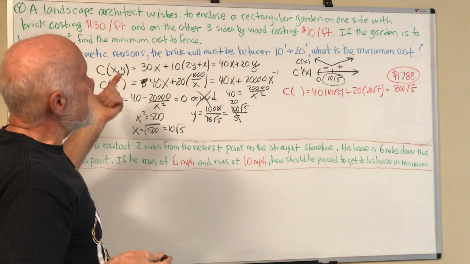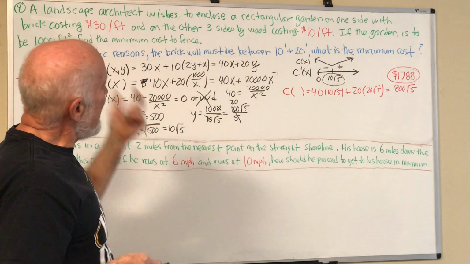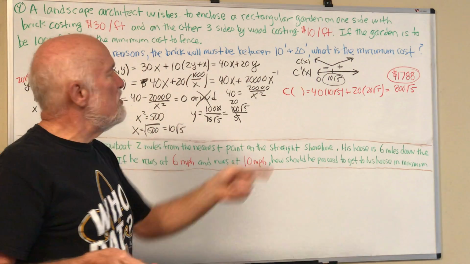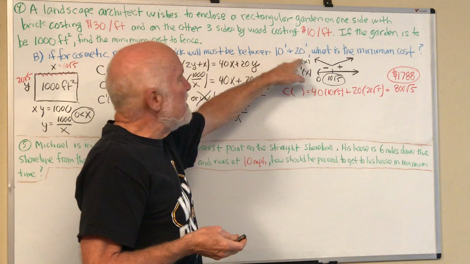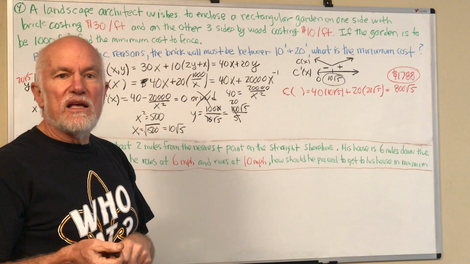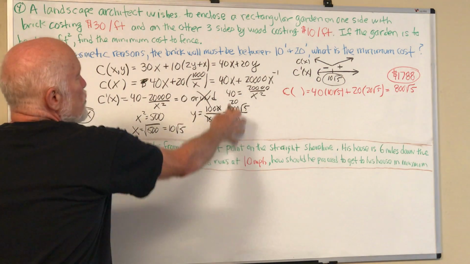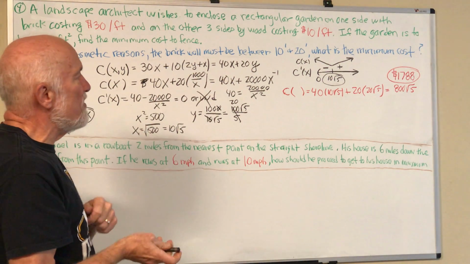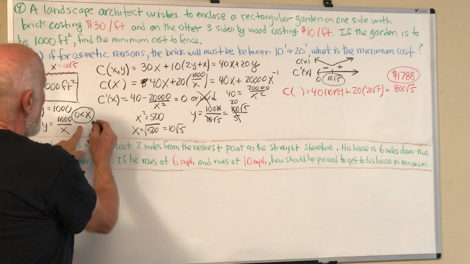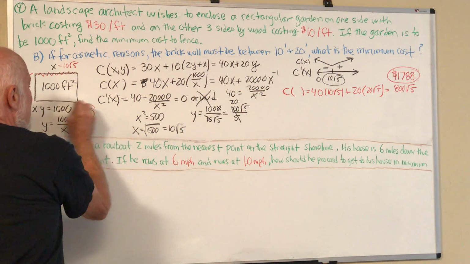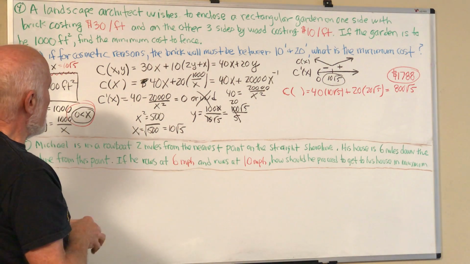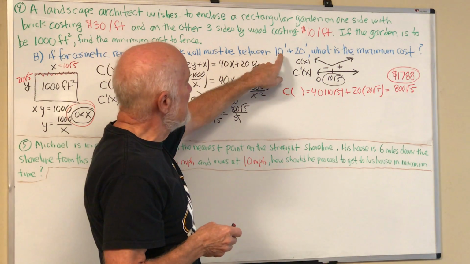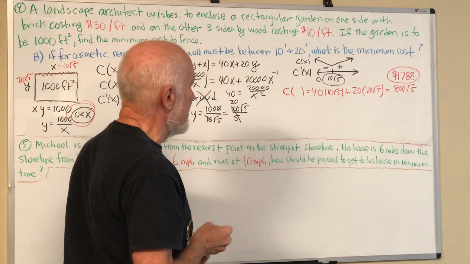Now I have a part B. It says, say for cosmetic reasons, the landscape architect said you really should have your brick wall between 10 and 20 feet. Well, we don't have to redo all this calculation. Everything is still the same. All our relationships are the same. The only thing that's really changed is this domain. No longer does x have to just be greater than 0. X has to be between 10 and 20, because that's the amount of brick.